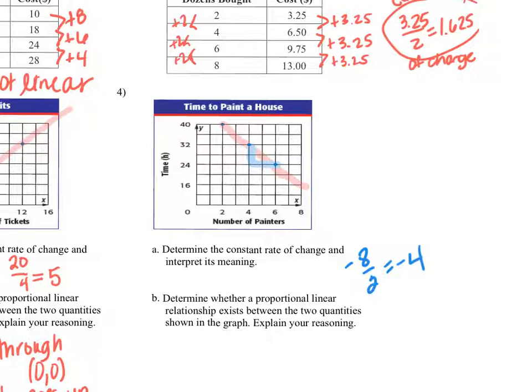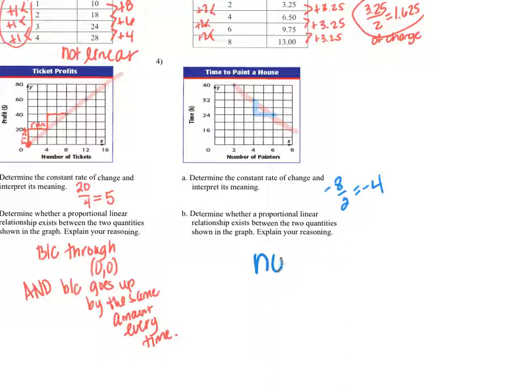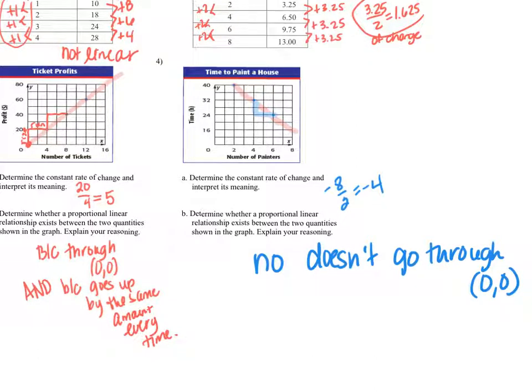Determine whether a proportional linear relationship exists. And I'm going to say no. And why is it no? It doesn't go through 0, 0. That's the key to it right there. It's not going to be proportional if it doesn't go through 0, 0. Does that make sense? Yes. So for those questions, you just have to see if it goes through 0, 0. If it says, is this proportional? You can say no because it doesn't go through 0, 0, so it's not proportional. Done. Okay.